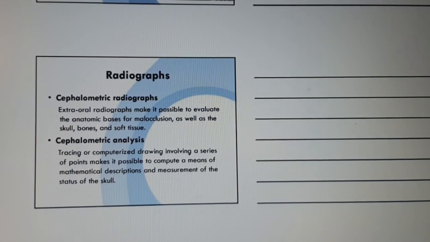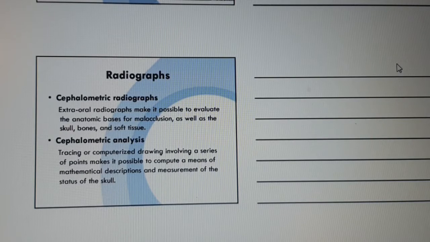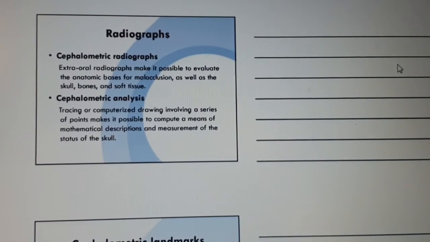So essentially, with cephalometric analysis, this is the tracing or computerized drawing that involves a series of points that make it possible to compute a means of mathematical descriptions and measurements for the status of the skull, not just of the skull, but even of the patient's teeth.